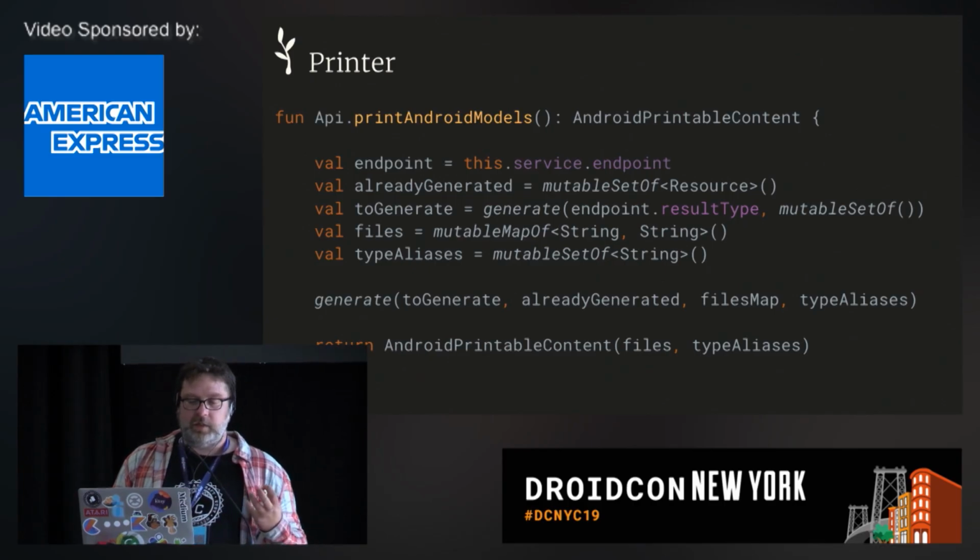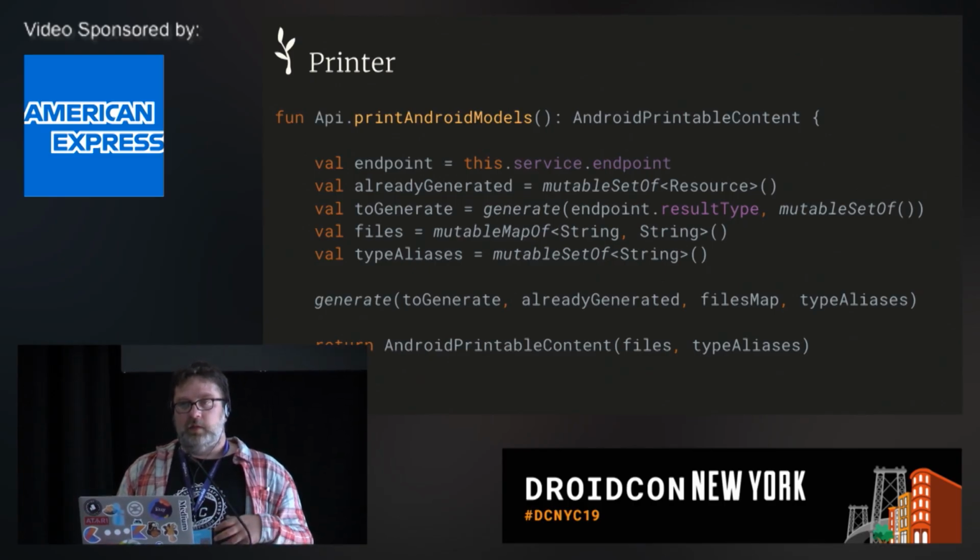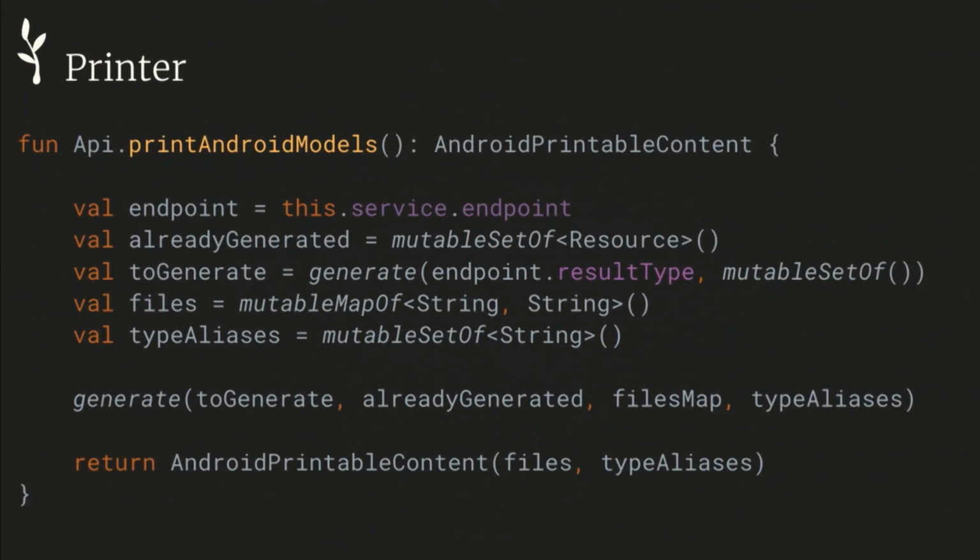Our printer is basically what takes our DSL and generates code for our platforms. In this case, we're actually generating Android models. Again, don't worry if you don't follow along with what the code is doing here, but essentially it's doing a depth first search, reading all the resources and generating Android models.